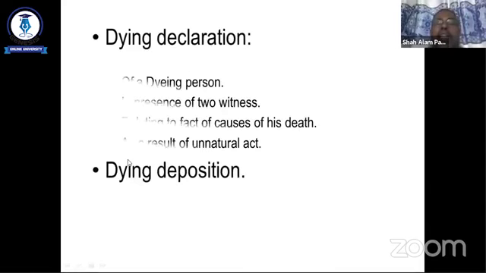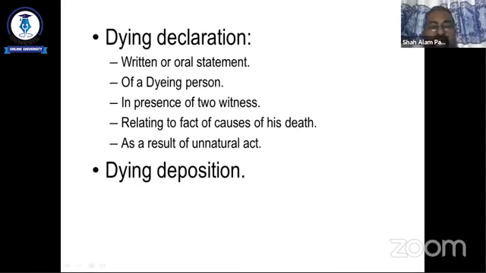Dying declaration is one of the important skills that every doctor should know. It is the legal right of the patient, and if the doctor fails to record the dying declaration, he may have to face a negligence case.